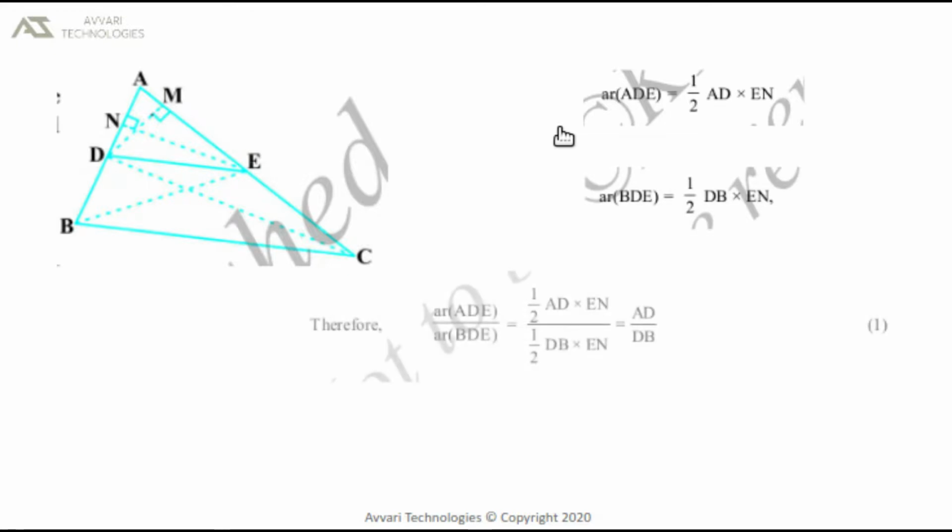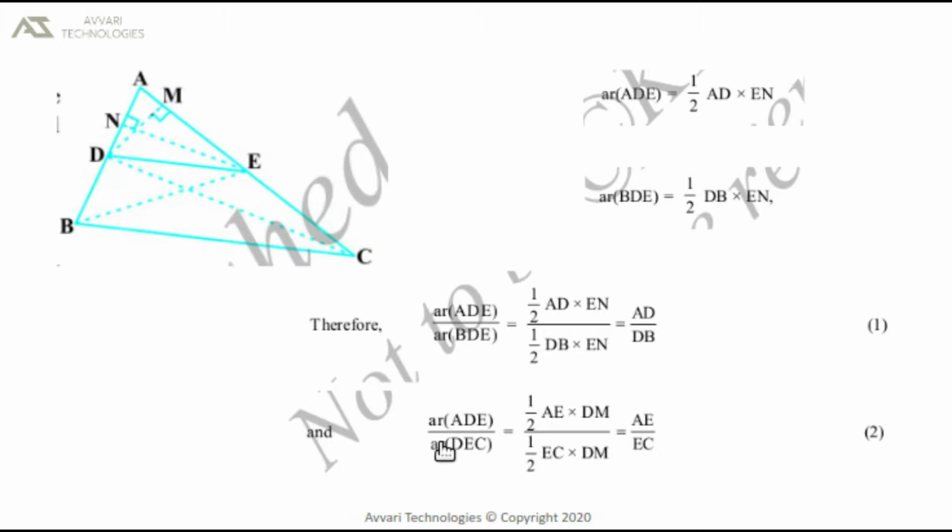We have the area of triangle ADE, we have the area of triangle BDE. Now we will divide both. Half into AD into EN divided by half into DB into EN. We can cancel out 1 by 2 into EN in the numerator and in the denominator, since we have the same values, and we are left with AD divided by DB.